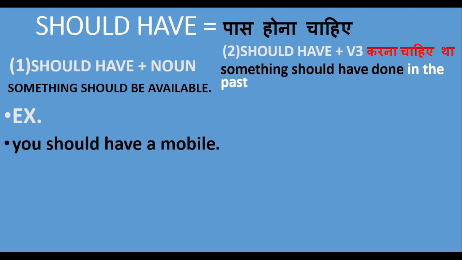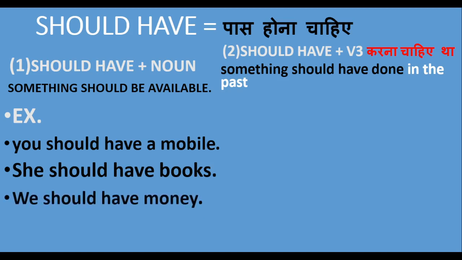And let me show you my second example. She should have books. In this sentence, I use should have to show availability. For example, books should be available with her. And let me show you my third example. We should have money. In this sentence, I used should have to show availability. For example, money should be available with us.